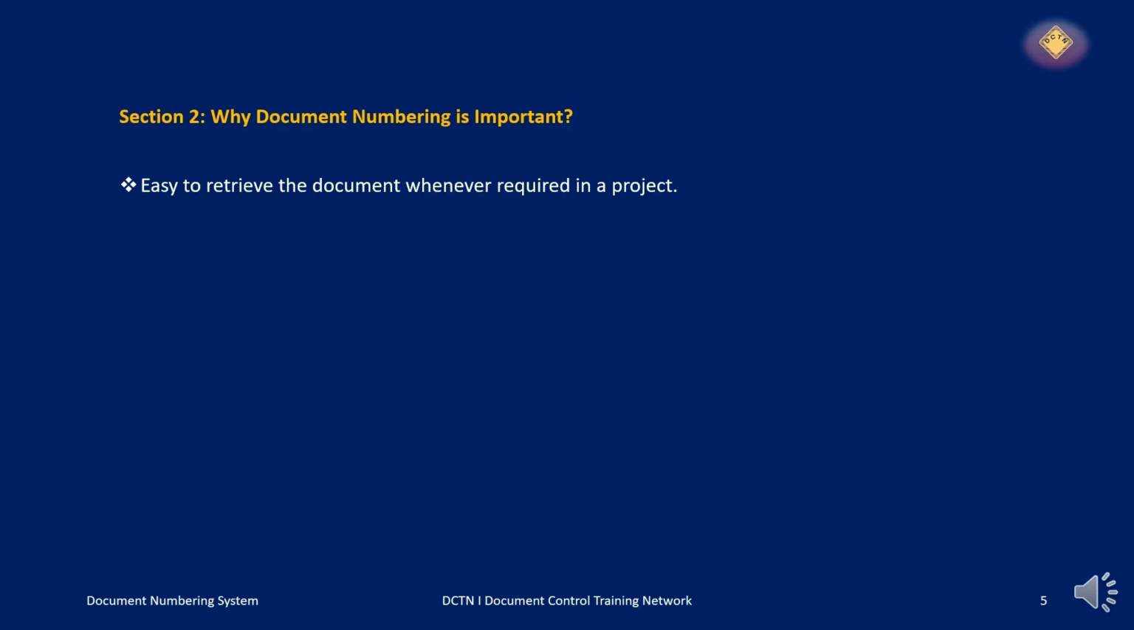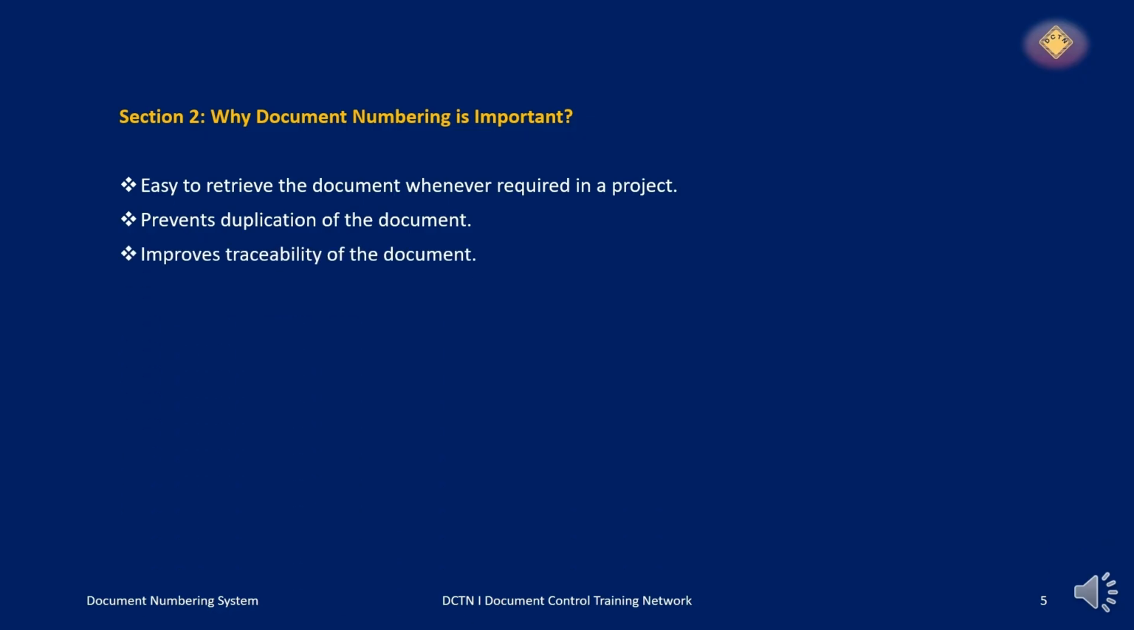Let's understand why a document number is so important. The first reason is easy retrieval of documents whenever required in a project. Imagine that your project manager asks for a mechanical method statement that was issued six months ago. If the document has a proper number, you can locate it within seconds. The second reason is preventing duplication. Every document must have a unique number. This prevents two different documents from being confused with each other.